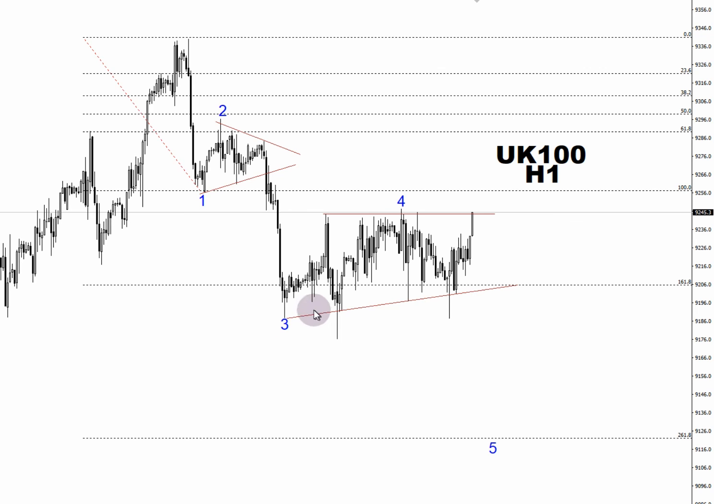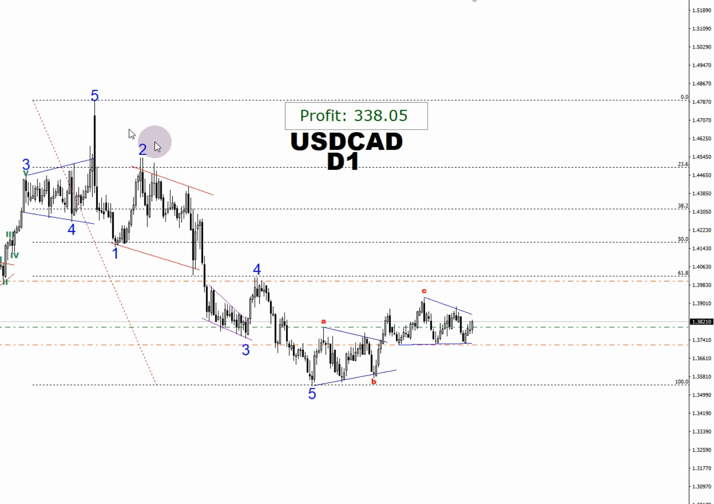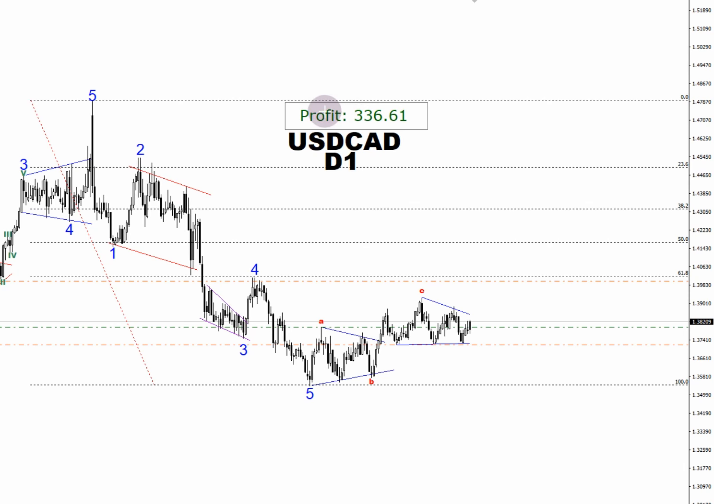Let's move on. The upcoming market we will discuss is the currency market. The first instrument to examine is the dollar versus the Canadian dollar. For this specific instrument, we currently have an ongoing trade in progress from last week for a buy position.